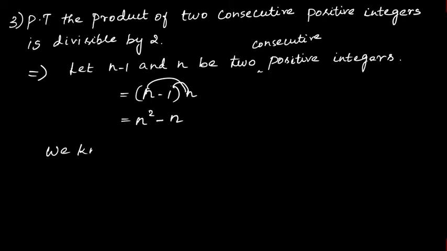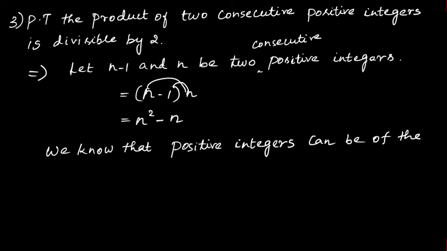So we know that positive integers can be of the form 2q or 2q plus 1. So we have two cases here. The first case when n is equal to 2q, that is when n value is even number. Second case is 2q plus 1, that is n value is odd number.